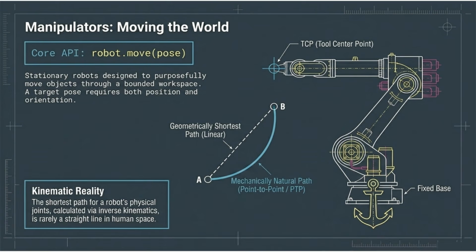Manipulators move the world. Core API, robot.move with a pose, position plus orientation. Inverse kinematics computes joint paths. The mechanically natural point-to-point path is rarely a straight line in human space. Fixed base, bounded reach, TCP at the tool center point. Stationary power, focused on precision manipulation.